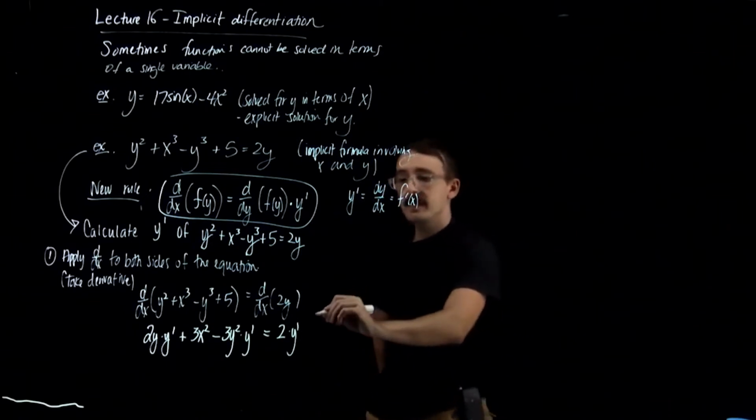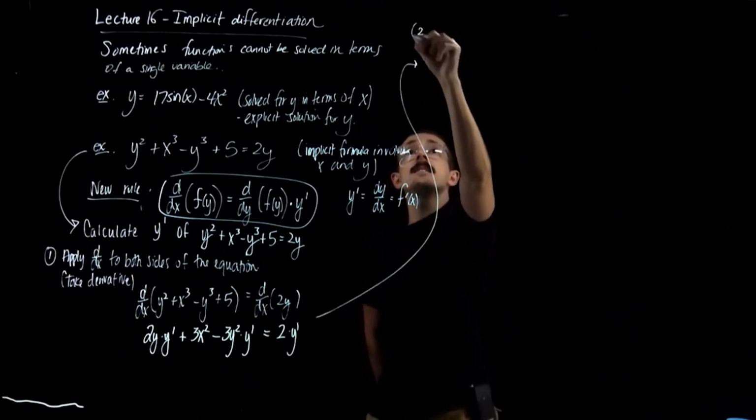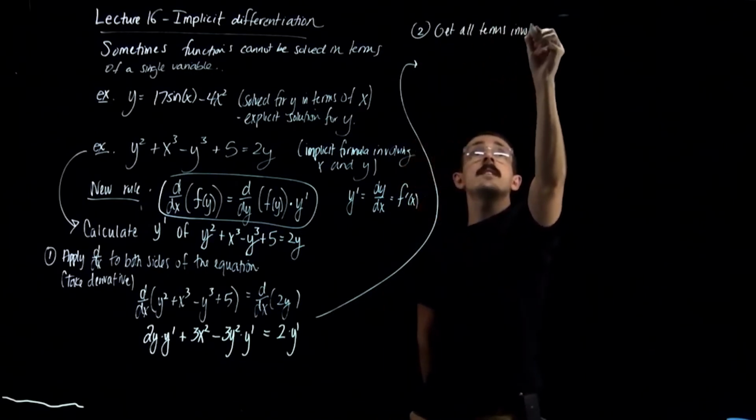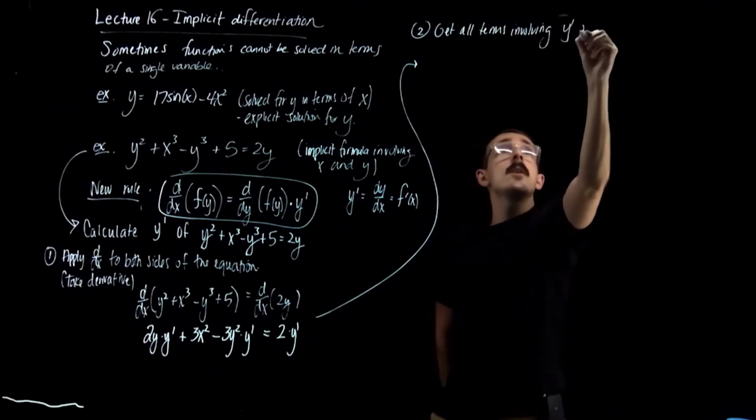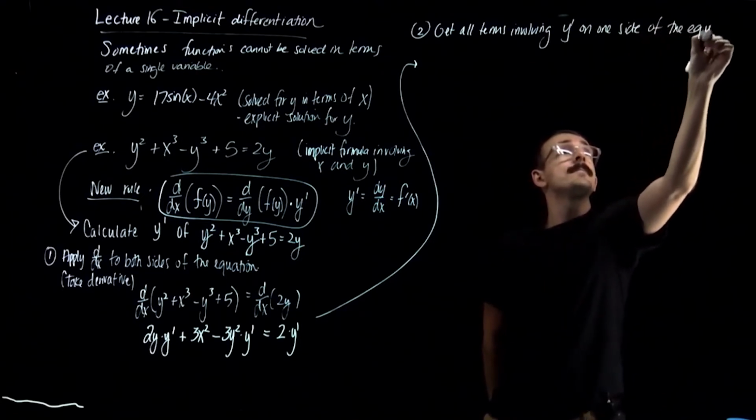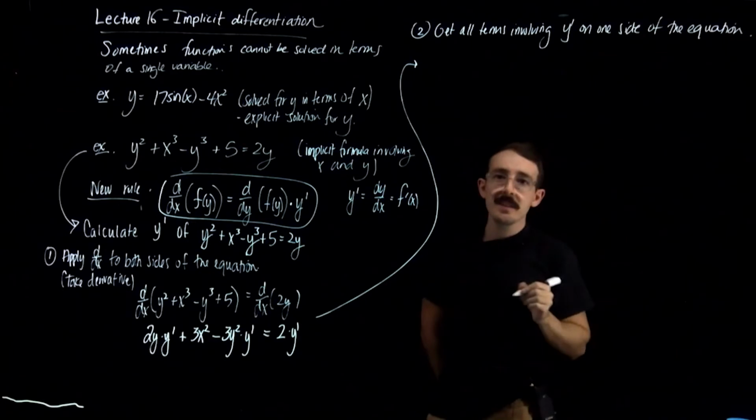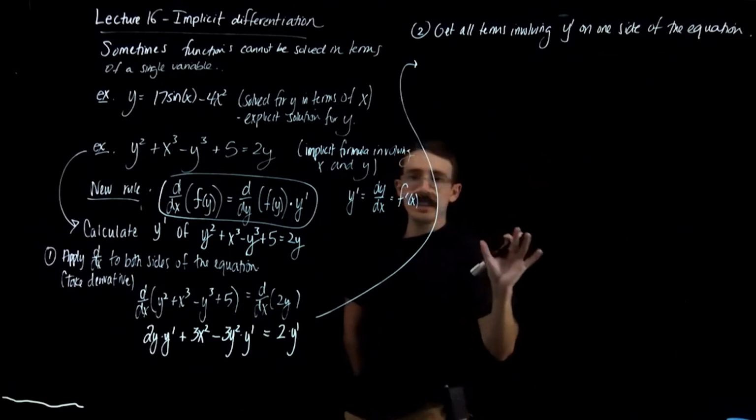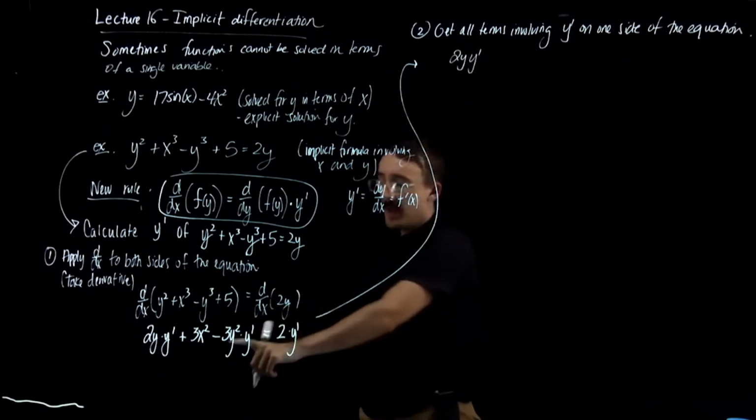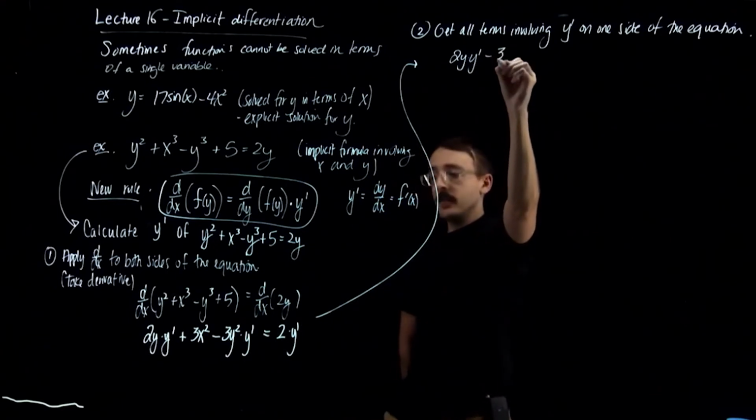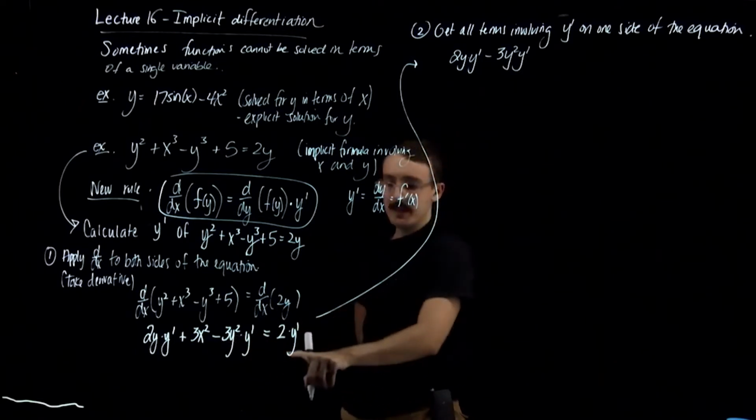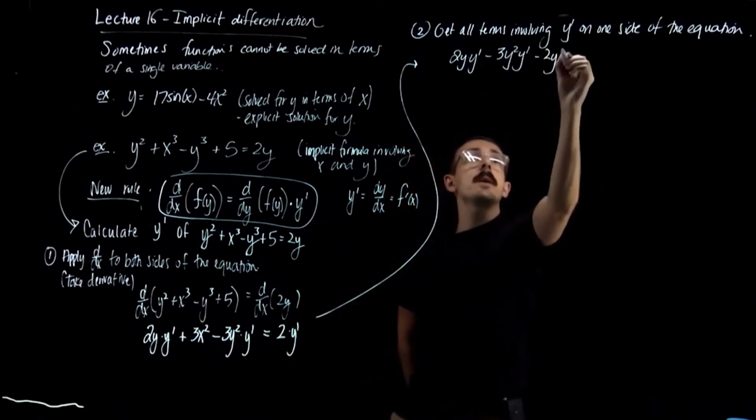So once you have this, the next step generally is get all terms involving y prime on one side of the equation. So that's generally my second step. So I'll move everything to the left side. You'll see that 2y prime is already there waiting for me. I also have this minus 3y squared y prime, so that involves a y prime. I need to move this one over with the other ones. So if I move this over, I'm going to subtract 2y prime.